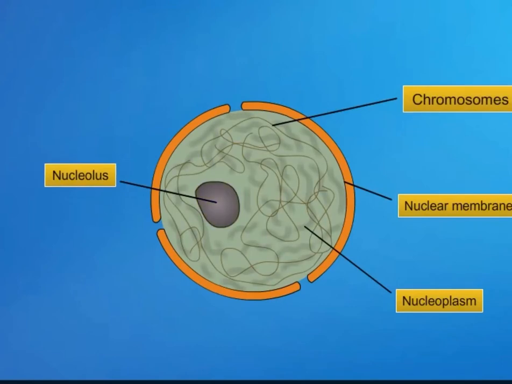Chromosome. Chromosomes are thread-like structure composed of DNA and protein. DNA stands for deoxyribonucleic acid. These contain basic hereditary unit called genes. Genes are responsible for passing characteristics from parents to their offspring.